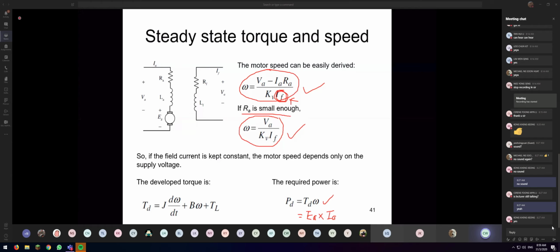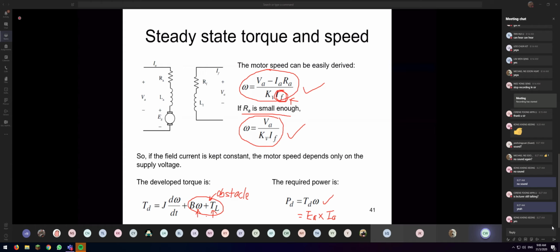Okay, so the developed torque will need to overcome the resistance, the obstacle. I will explain more detail about this if you study the control system next semester. The obstacle is due to the losses, due to the bearing, and due to the spring effect of the load. Because when I want to turn the load, there may be some inertia, there may be some load torque.